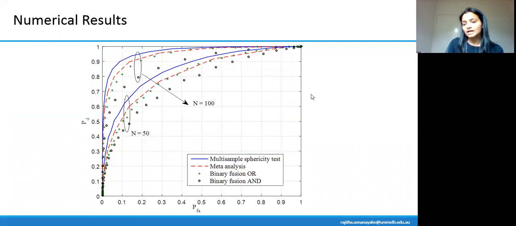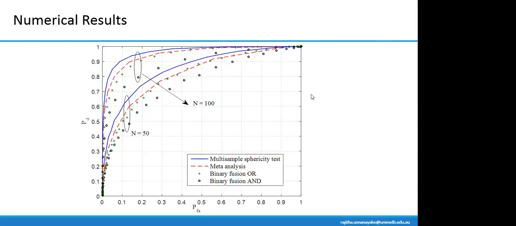That is when we did the most saving, but then we wanted to check other methods. Like, for example, in this case, by going from the multi-sample sphericity test to meta-analysis, by halving the network overhead, we are not losing much in terms of the performance.